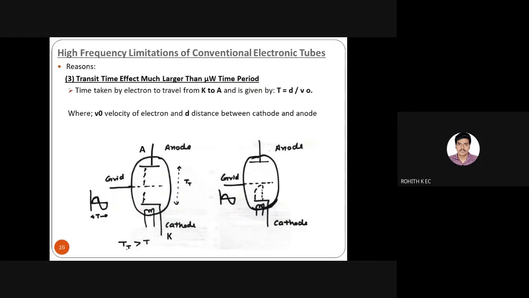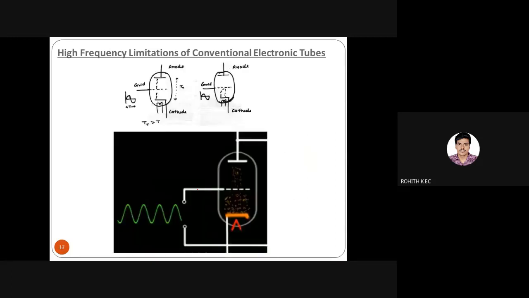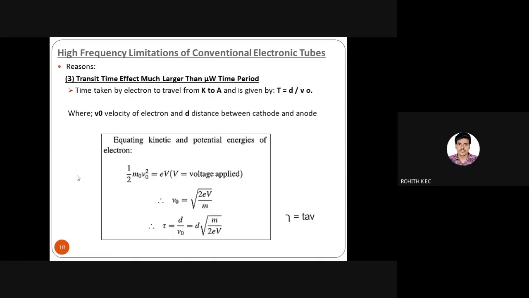That is, the time taken for the electrons to move from cathode to anode is much more than the time associated with the signal connected to the grid. And this leads to a reduction in the frequency of operation, and thereby a reduction in the efficiency because of the losses in the power dissipation process. Right. So that's about the three important limitations.